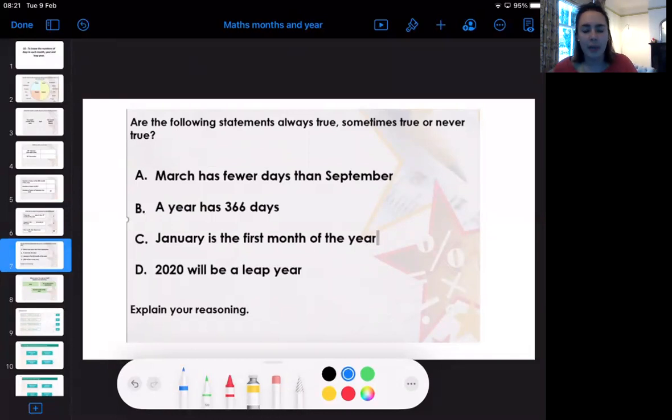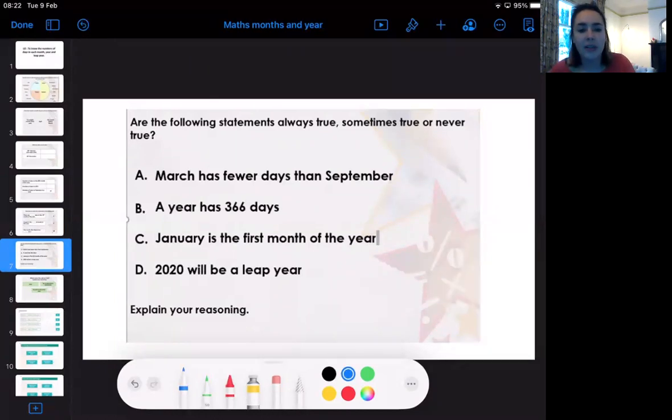Are the following statements always true, sometimes true, or never true? Let me read you the statements, and we've got a really interesting extra at the bottom which says explain your reasoning. So I don't just want you to think about it's always true. You need to tell me why. We can look at this one together.